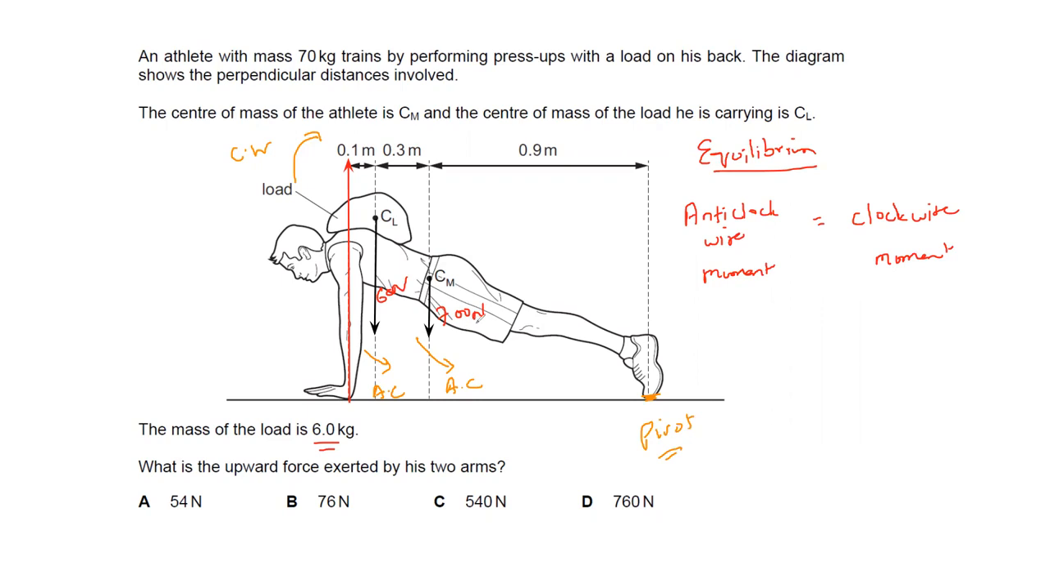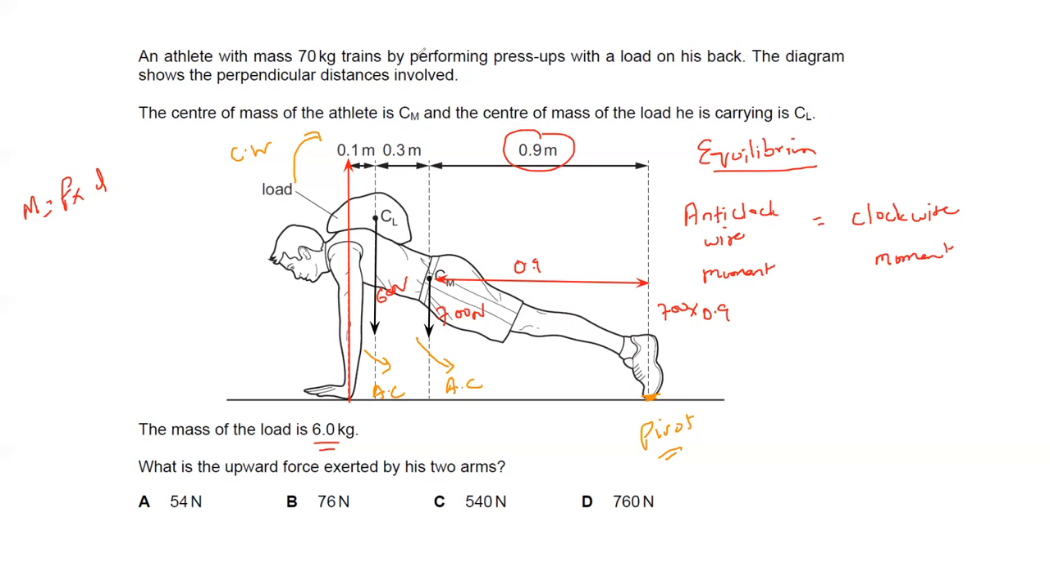So how do we calculate a moment due to the weight? The moment is calculated by force into distance. So what is the moment, or turning effect, caused by the weight of the athlete? It is anti-clockwise, so that is 700, the force, multiplied by the distance between the force and the pivot, the perpendicular distance. What is this perpendicular distance? That's already given in the question, 0.9. So 700 into 0.9.